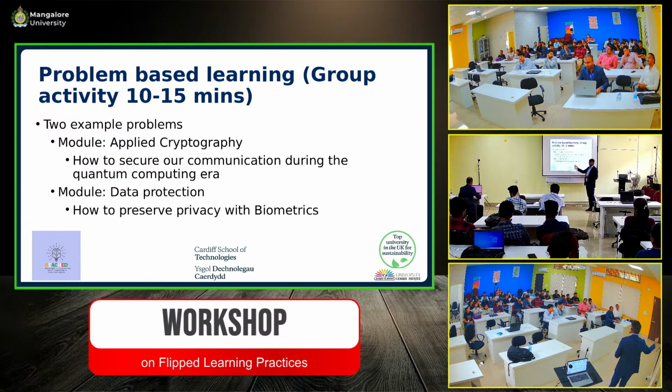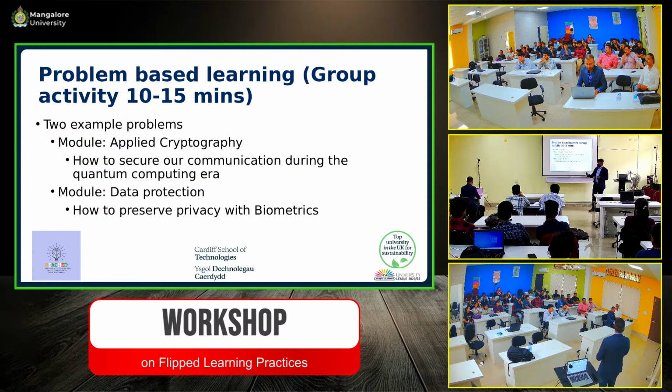And the other one is data protection. I talked to one of your academics, and he mentioned that he's working on privacy-preserving biometrics, you know, the fingerprints, iris scan, face scan, and so many other approaches. So how you can secure privacy when it comes to biometrics. So these are two problems.